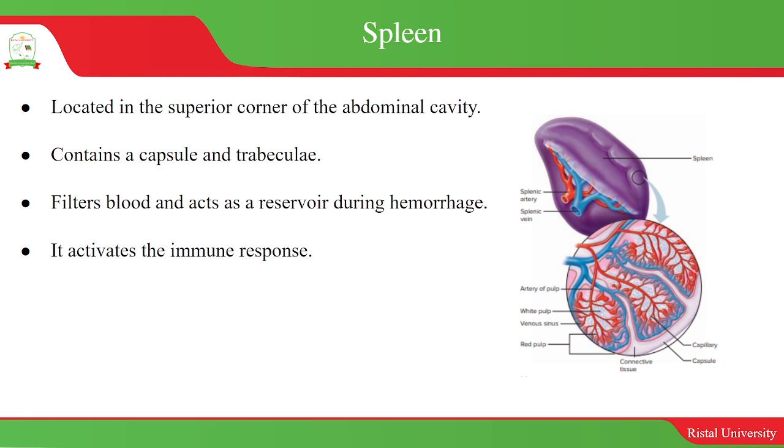So we have another lymphatic organ called the spleen. The spleen is located in the superior corner of the abdomen, or the abdominal cavity. It is also covered by a capsule that extends inwards to form the trabeculae. Like the other lymphatic organs, it filters blood and acts as a very good reservoir for blood. So it stores blood, and the blood that is stored in the spleen can act as a compensation reserve during hemorrhage.